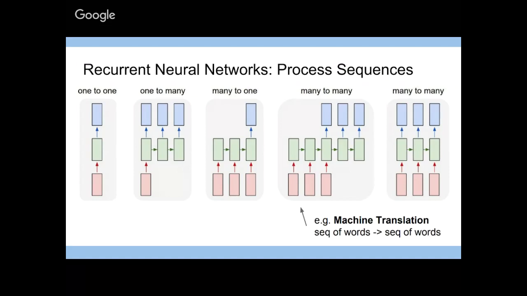Another example of the rightmost many-to-many is, I didn't include it, but when you want to classify videos frame by frame, or you want to annotate frame by frame. So you can have a many-to-many that does not depend on the previous one like the left many-to-many does.